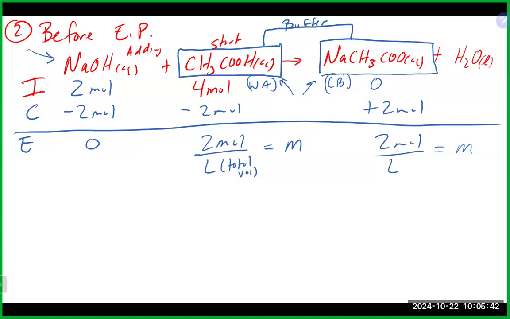So that is how you can make a buffer, also known as part 3 of the experiment that we're currently doing, which is to make a buffer just like that, basically, where you react a strong acid or strong base with one of the components.